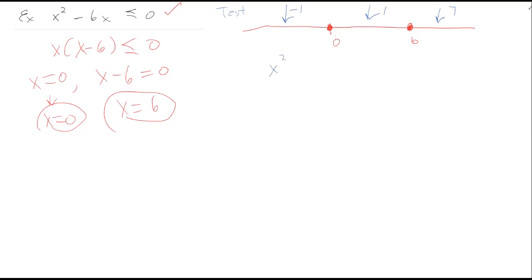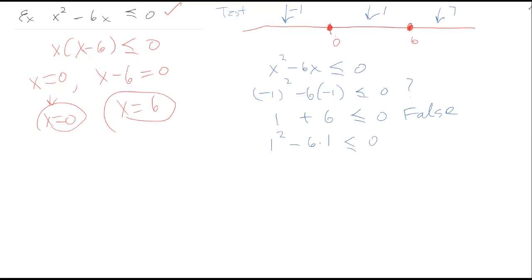So now we got x squared minus 6x. Let's put in our numbers. We got negative 1 squared minus 6 times negative 1. True or false? 1 plus 6. Uh-oh, that's false. Okay, false. So no. That means this is not part of the solution set. Now move to the right here. Let's try 1 squared minus 6 times 1. Is that less or equal to 0? Well, that's 1 minus 6, which is negative 5. True.